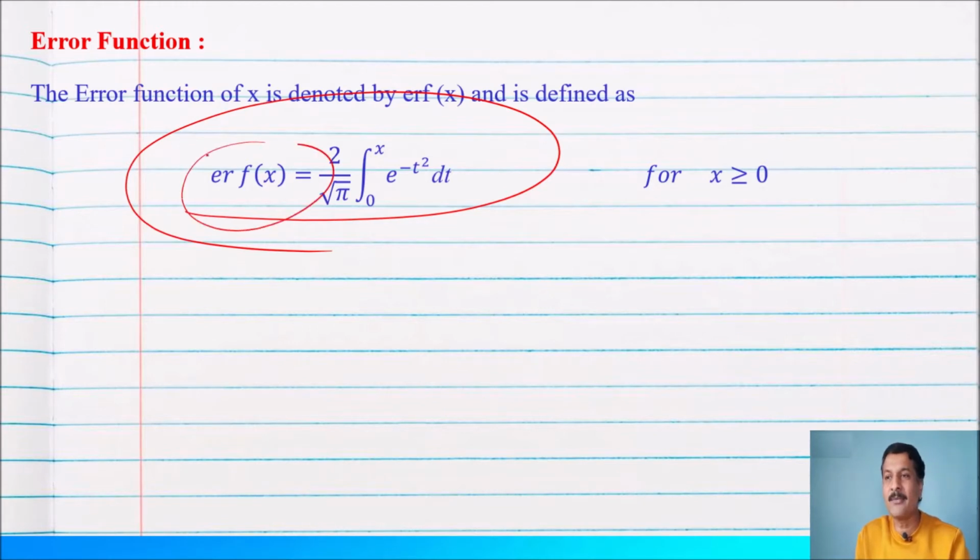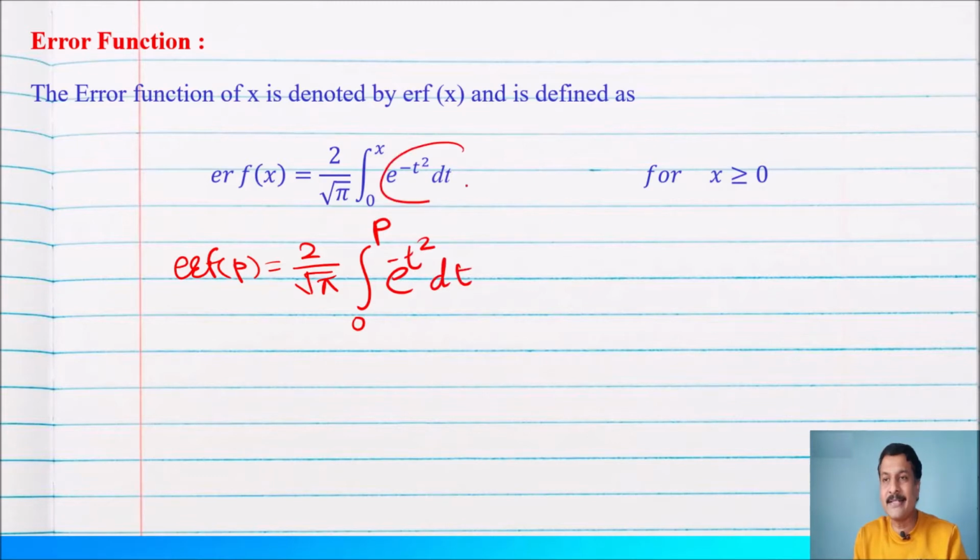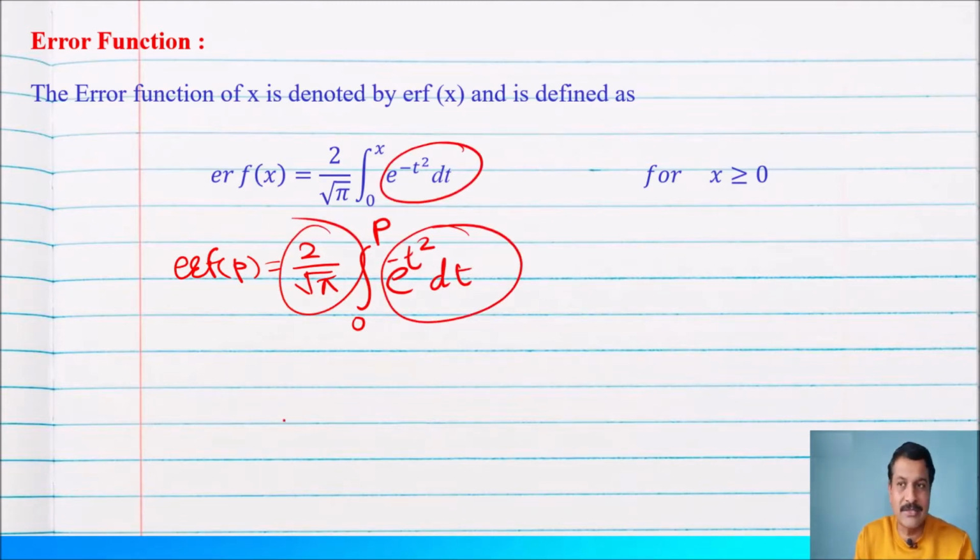It is denoted by erf(x), meaning error function of x, and that is equal to 2 by root pi integration 0 to x e raised to minus t square. Very interesting: suppose I want to find the error function of p, that is equal to 2 by root pi integration 0 to p e raised to minus t square dt. The integrand is the same, and the 2 by root pi is also the same, only the upper limit changes.